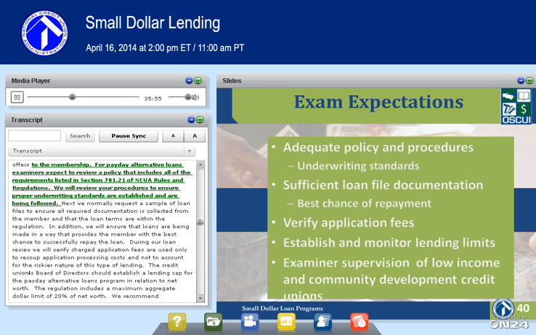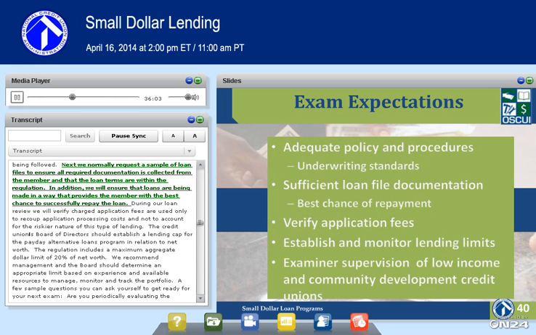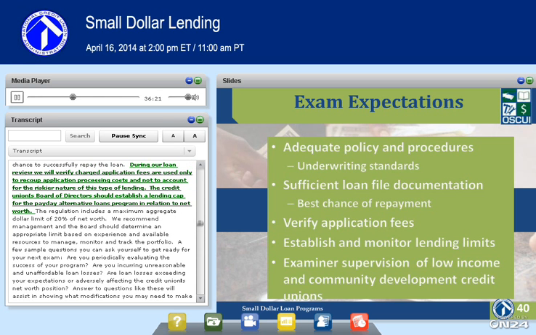We will review your procedures to ensure proper underwriting standards are established and are being followed. Next, we normally request a sample of loan files to ensure all required documentation is collected from the member and that the loan terms are within the regulation. In addition, we will ensure that loans are being made in a way that provides the member with the best chance to successfully repay the loan. During our loan review, we will verify charged application fees are used only to recoup application processing costs and not to account for the riskier nature of this type of lending.